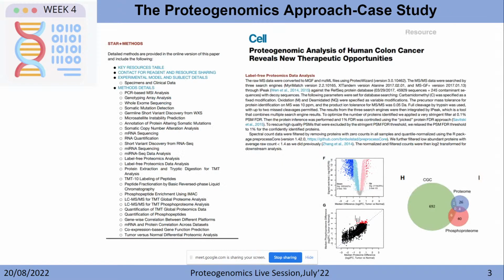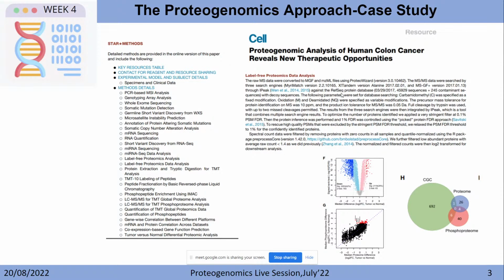So if you go and see their paper, in the methods you can see that they have done LCMS for the label-free proteomics data analysis and also for the TMT label data analysis. Today we will focus mostly on the label-free quantification, the label-free data analysis. If you read this paper, you will find the label-free proteomics data analysis. Here you can see the first step is the raw MS data.